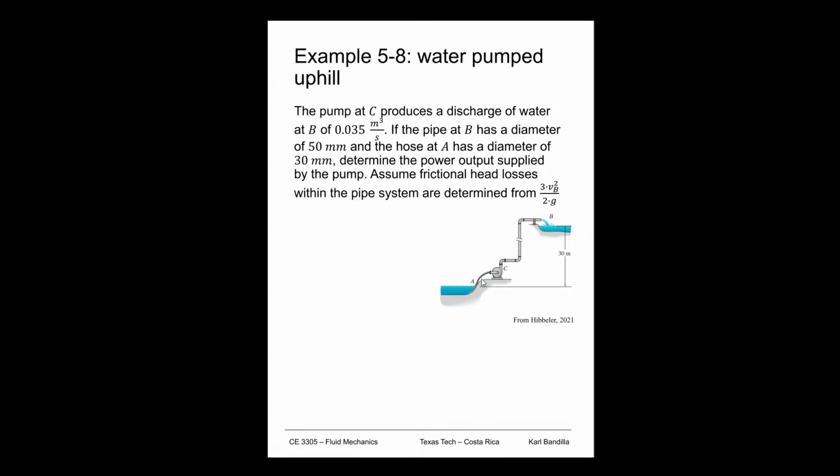And now we're asked how much power we need to supply to the pump to get this moving, and we're told that the friction head losses within the pipe systems are based on the flow in the larger of the two pipes. And that's quite common because of course the faster the water is moving, the more friction we're going to have, and that means we get more losses.